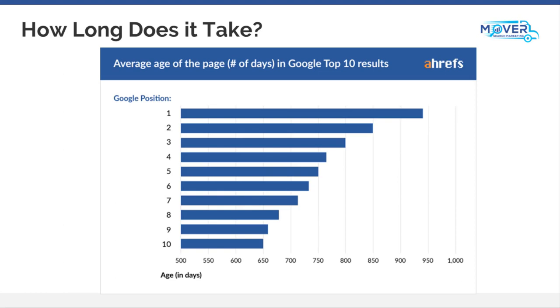Something else you might find interesting is, even if you write really great content that's really well optimized, how long does it take for Google to recognize you as that awesome piece of content? Well, a big study was done and they looked at the content that was in the first position, and on average, it was 3 years old. So Google is very slow to move even really good content up.